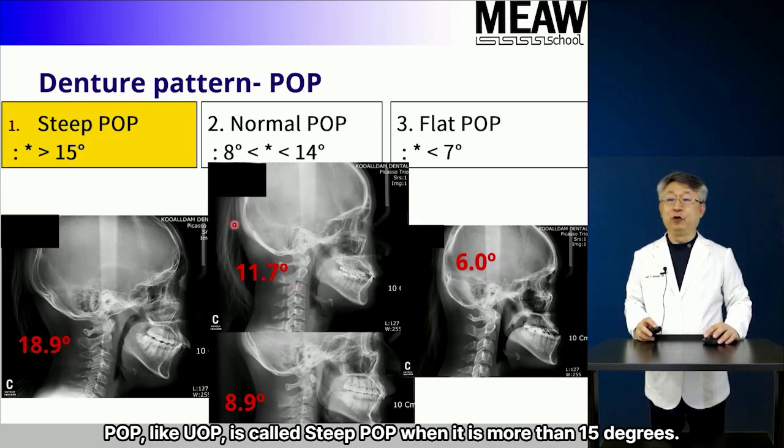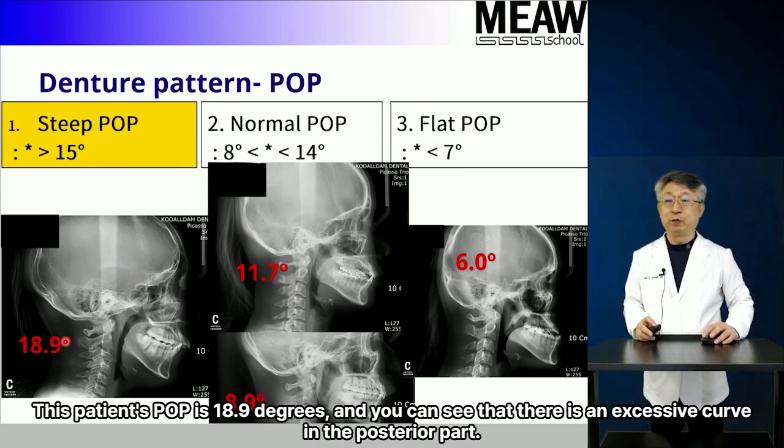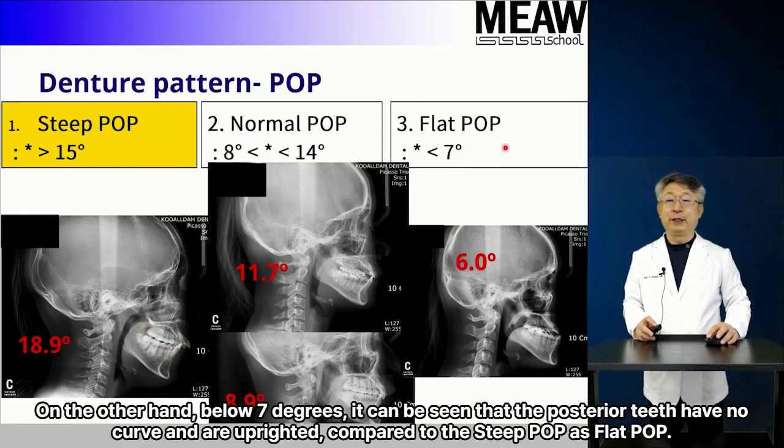POP, like UOP, is called steep POP when it is more than 15 degrees. This patient's POP is 18.9 degrees, and you can see that there is an excessive curve in the posterior part. On the other hand, below 7 degrees, it can be seen that the posterior teeth have no curve and are uprighted, compared to the steep POP, as flat POP.